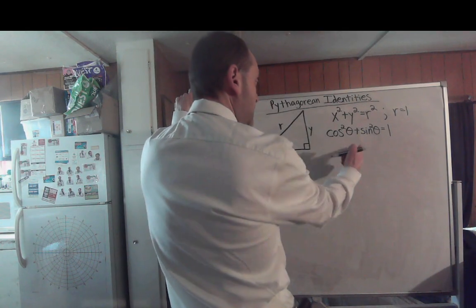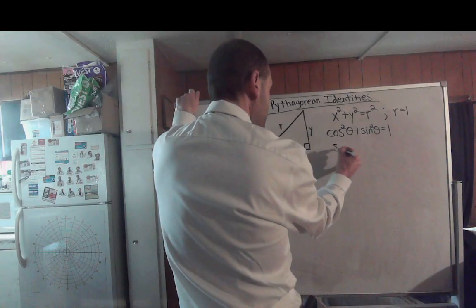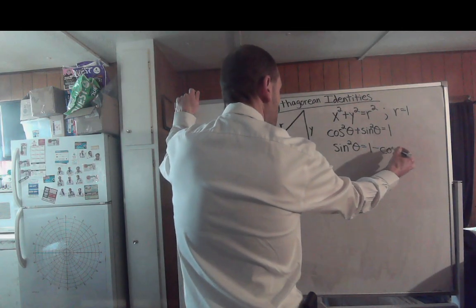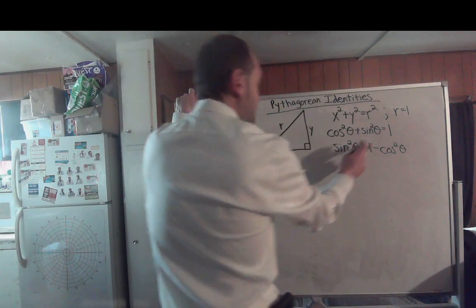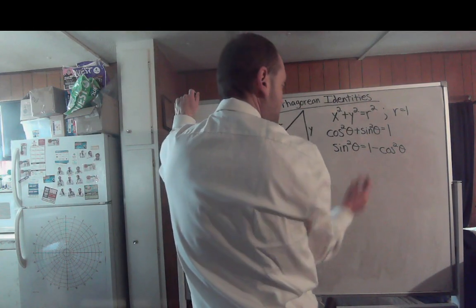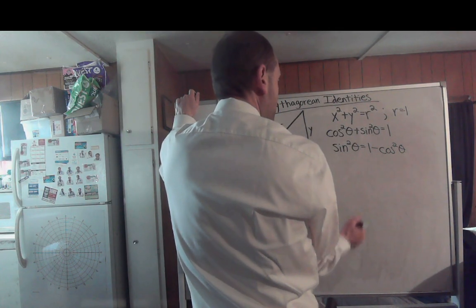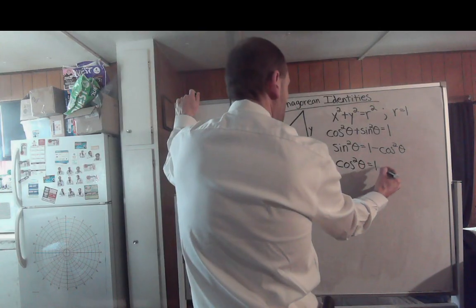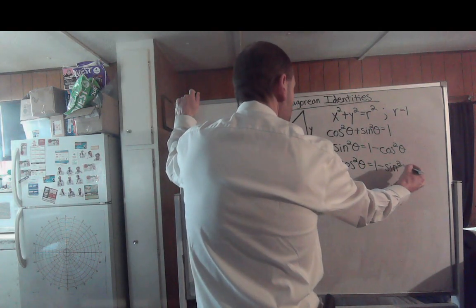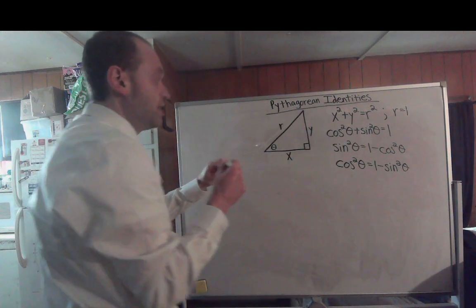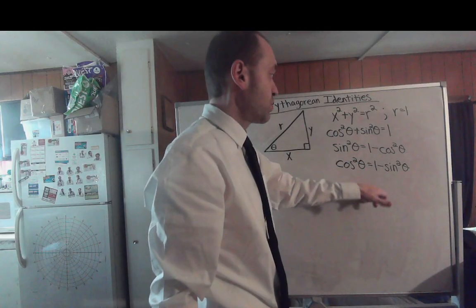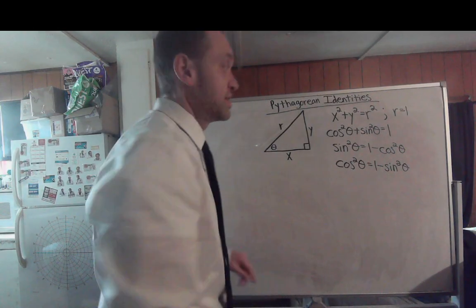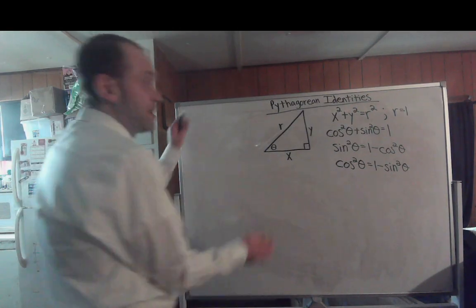There will be times you'll have to manipulate this. You'll also end up getting that the sine squared of theta equals 1 minus the cosine squared of theta. That's if you wanted to get sine by itself. You can turn this into an identity with cosine. Or if you wanted to get cosine by itself, you could say that the cosine squared of theta equals 1 minus the sine squared of theta. Those are all based off this Pythagorean identity of cosine squared of theta plus sine squared of theta equals 1. And again, these occur all the time in calculus. So these are very, very important.